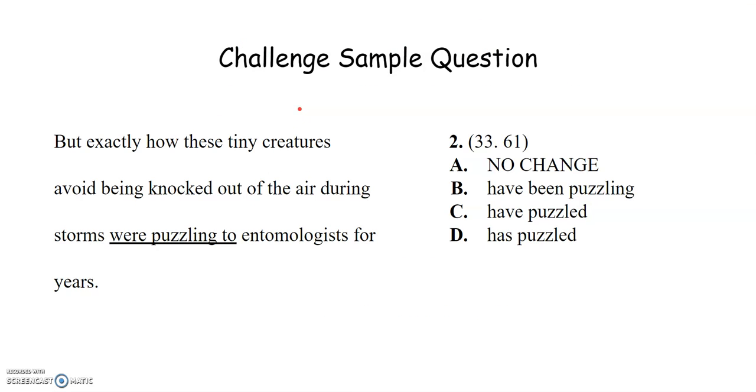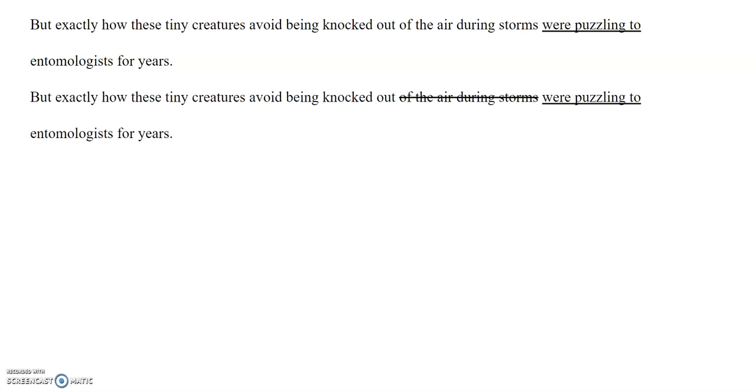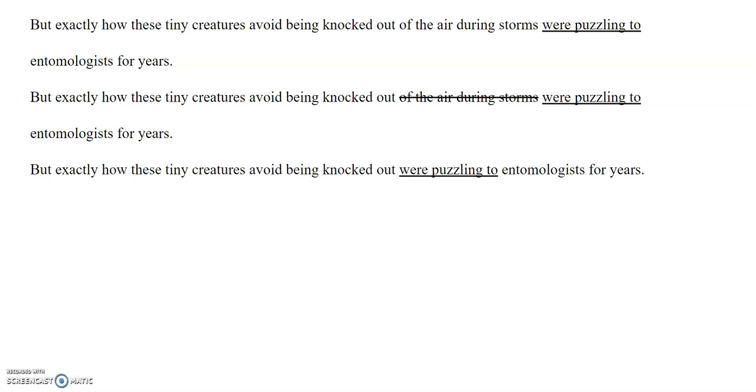We have one more sample question we're going to do together. This is a challenge one if you want to take a minute to read through. But we're going to do the same exact thing. Here's our sentence. What can we eliminate that's not necessary? In this case, all that we can really take out is "of the air during storms." But when we rewrite our sentence, this doesn't really help in terms of identifying what our subject and our verb are and if they're singular or plural. So we're just going to keep going.